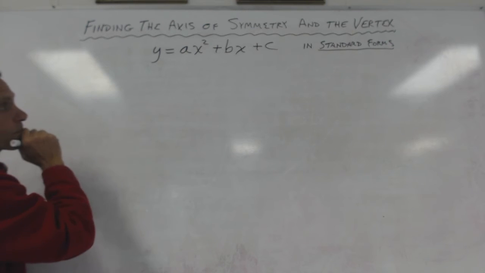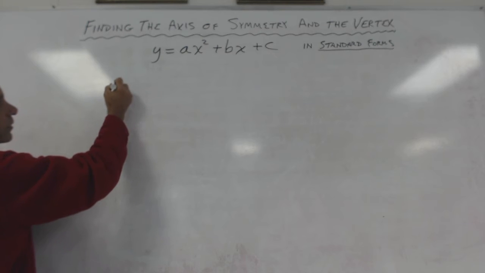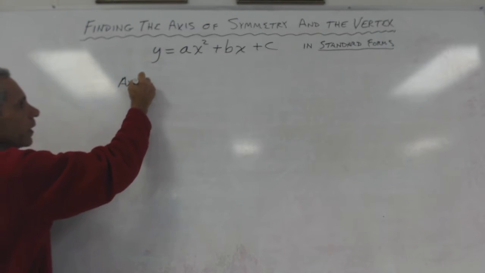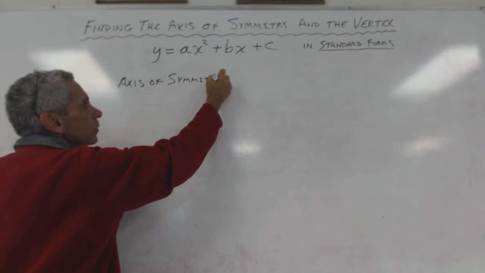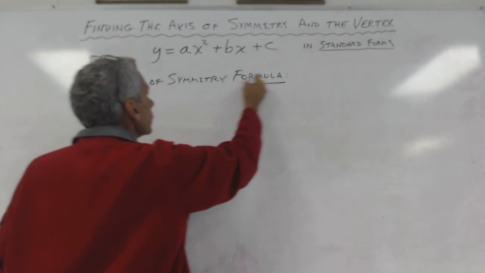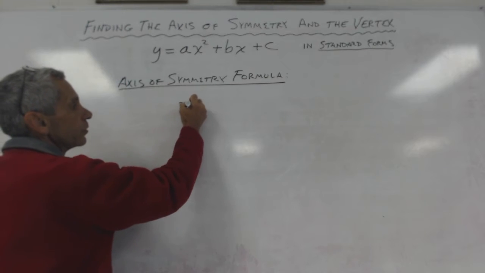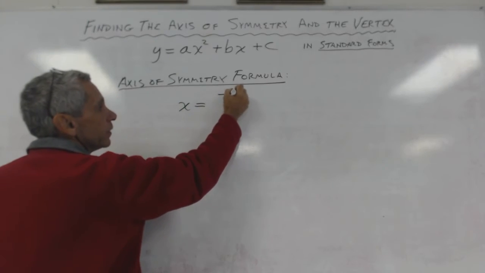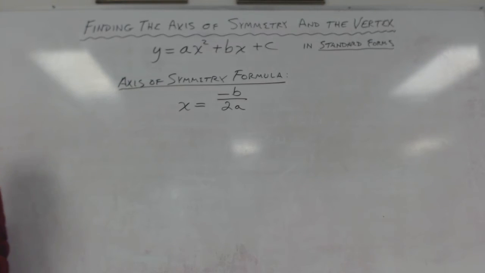So let's say I gave you, well, first of all, let's just talk about the axis of symmetry formula. Make sure this is written down because this is something you want to memorize. X equals negative b over 2a. It's actually not very hard to remember that.